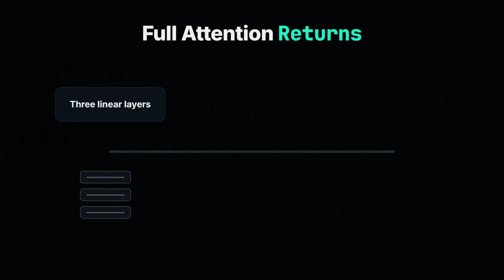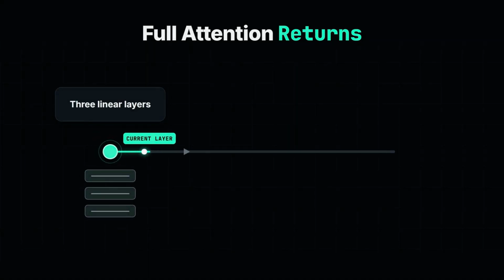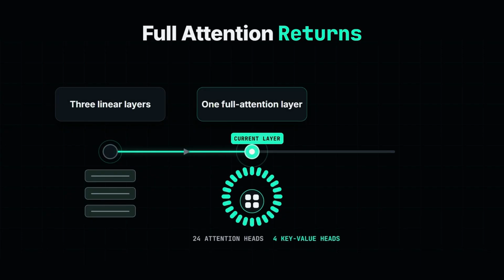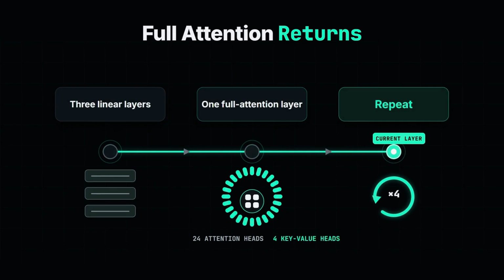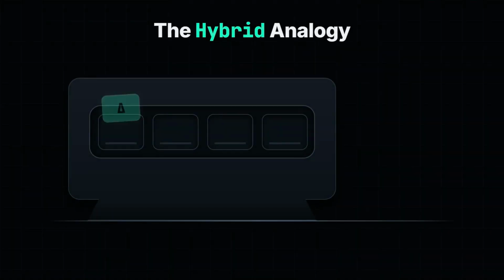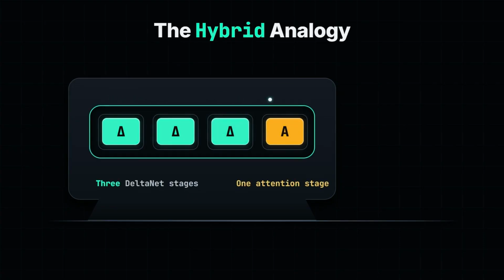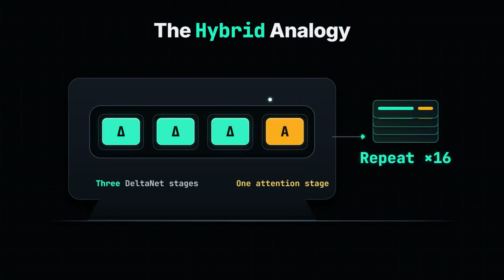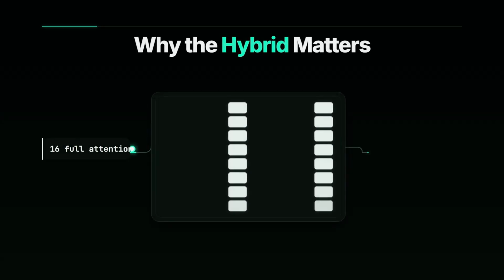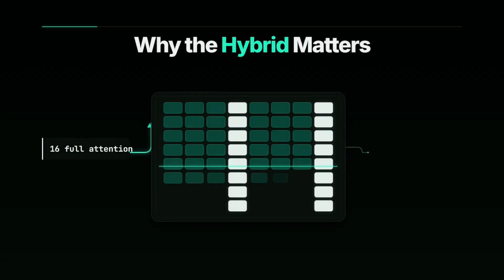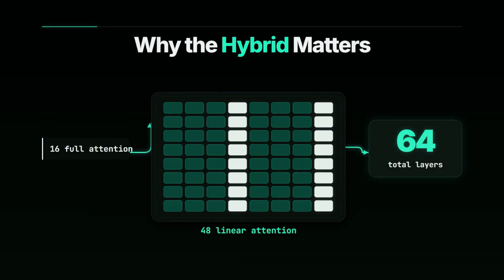Every 4th layer uses full attention. Its heads are parallel attention channels, 24 attention heads, and 4 key value heads. Picture a 4-step loop. 3 Gated DeltaNet layers, then 1 full attention layer. 16 loops produce all 64 layers. That count gives 48 linear attention layers and 16 full attention layers. It explains the architecture, not laptop speed.